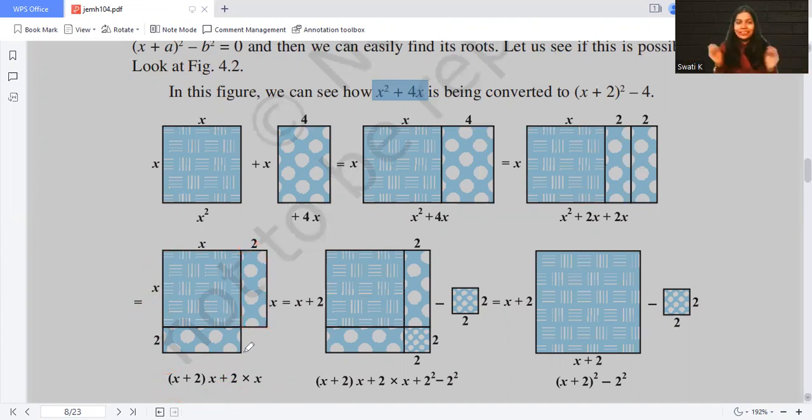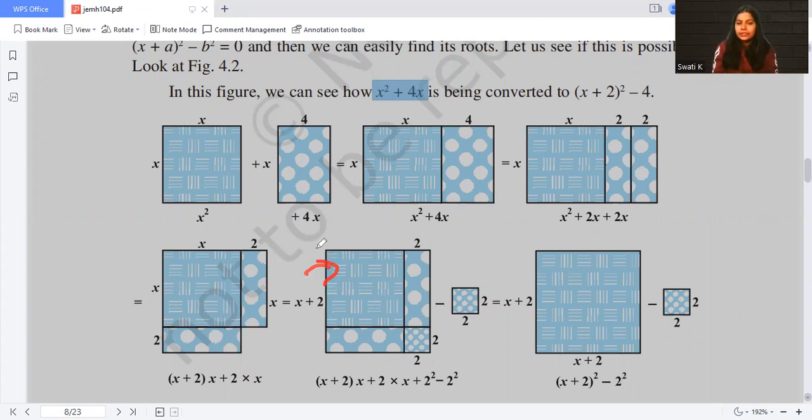If you're reading your NCERT book right now and you have not understood this part, it's a good time to understand this, because I'm trying to explain it in the best way. All right. Okay, let's move to this one.